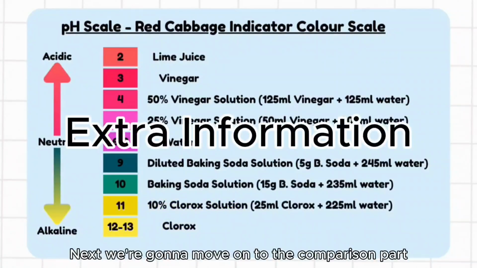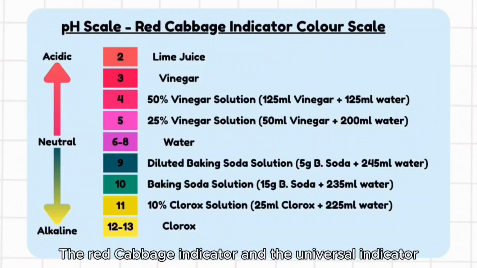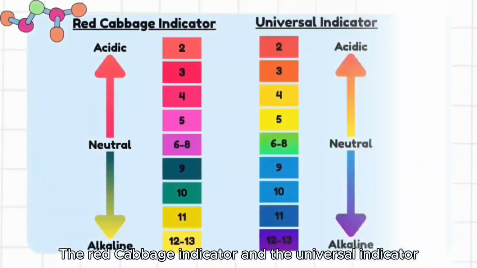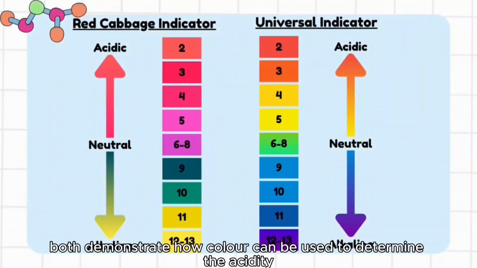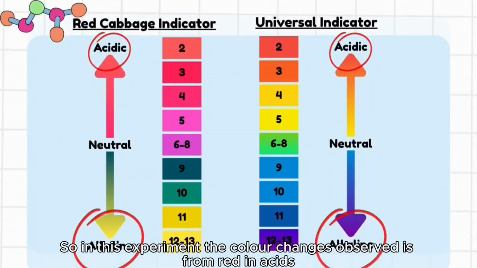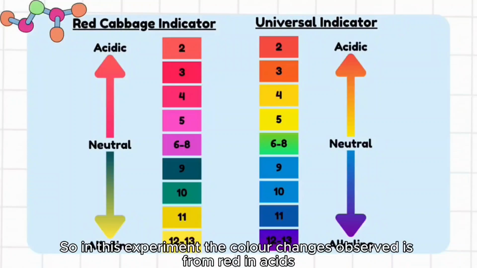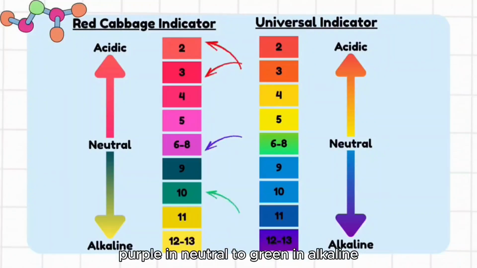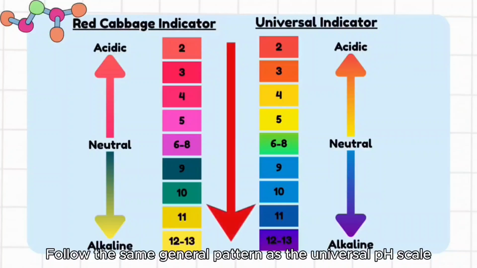Okay, next, we're going to move on to the comparison part. The red cabbage indicator and the universal indicator both demonstrate how color can be used to determine the acidity or alkalinity of a solution. So in this experiment, the color changes observed, from red in acids, purple in neutral to green in alkalis, follow the same general pattern as the universal pH scale.